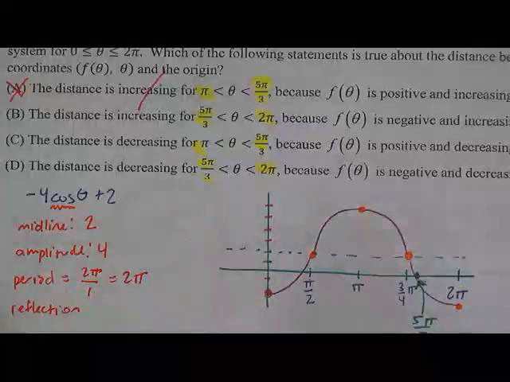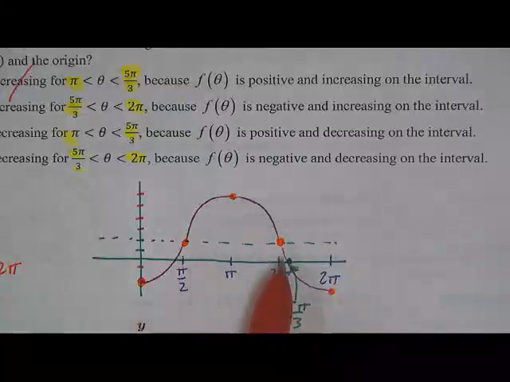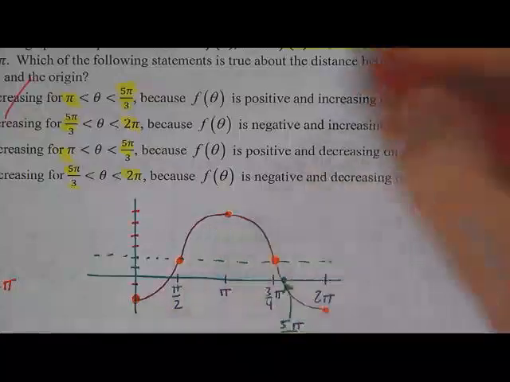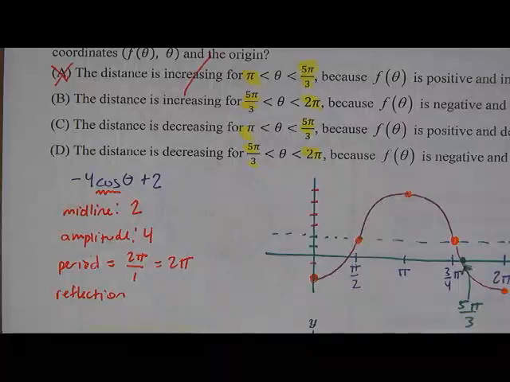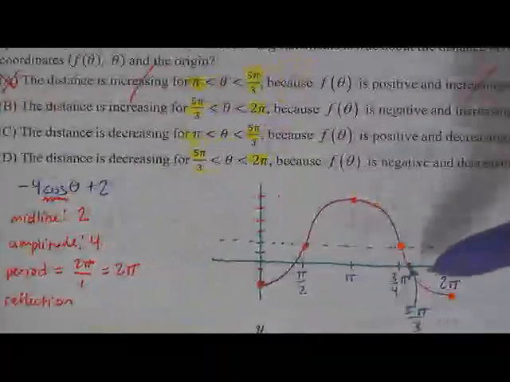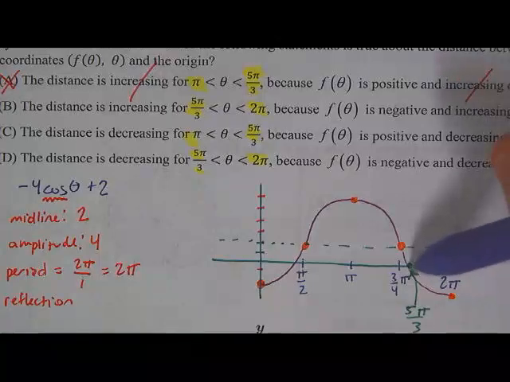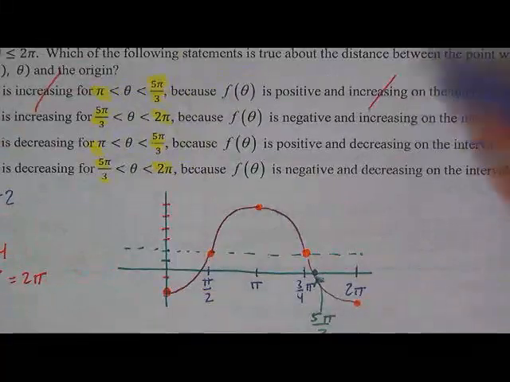And if you kept reading, there's another part of it that makes it wrong. It says that from pi to 5/3 pi, we're positive and increasing. No, we're not. We're positive and decreasing. So if you want to move ahead of me, look at B. The distance is increasing, so we're getting farther away from 5/3 pi to 2 pi. Now, I do agree with that. But it says because the graph is negative, I agree with that, and increasing. No, it's not. It's decreasing.